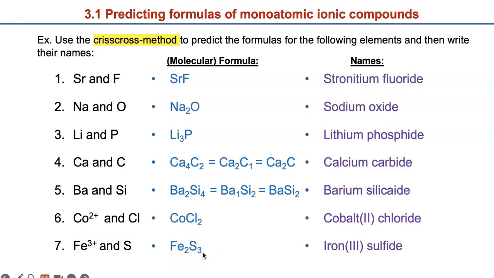And here are their names. This is strontium fluoride, sodium oxide, not disodium oxide. You would only say that if it was a covalent compound. And this is lithium phosphide, calcium carbide, barium silicide, cobalt chloride, but you're going to call it cobalt 2 chloride. Remember that. And this one is iron 3 sulfide.